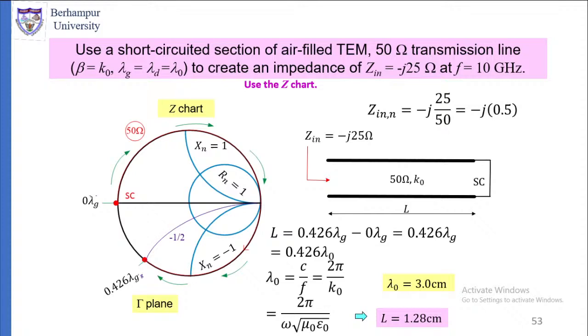Frequency is given as 10 gigahertz. So lambda 0 is equal to 3 centimeter. If lambda 0 is equal to 3 centimeter, then L will be 0.426 into 3 centimeter. From that you will get L is equal to 1.28 centimeter. So the length of the transmission line section to give us an impedance of minus J 25 ohm is 1.28 centimeter.